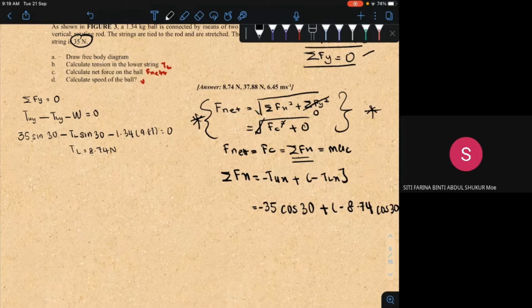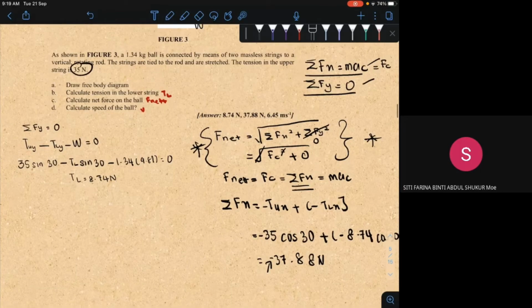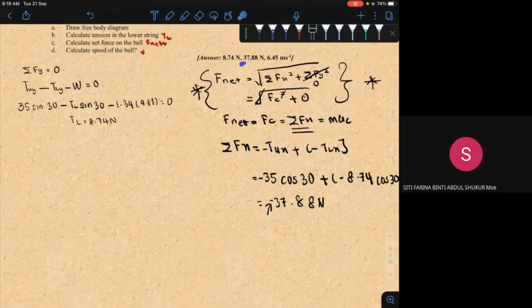You should get negative 37.88 Newton actually. Okay, negative here is the direction that we consider here. The direction that you have considered is to the left. Since in the answer they only take positive, it means they only want to know the magnitude here. So, therefore, summation F along X is 37.88 Newton. To be safe, you can write to the left.